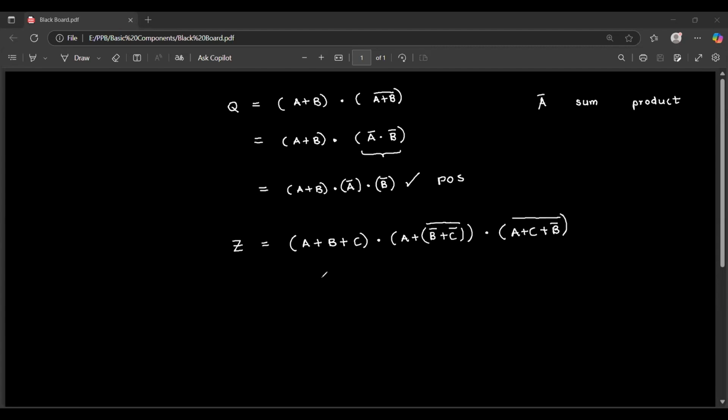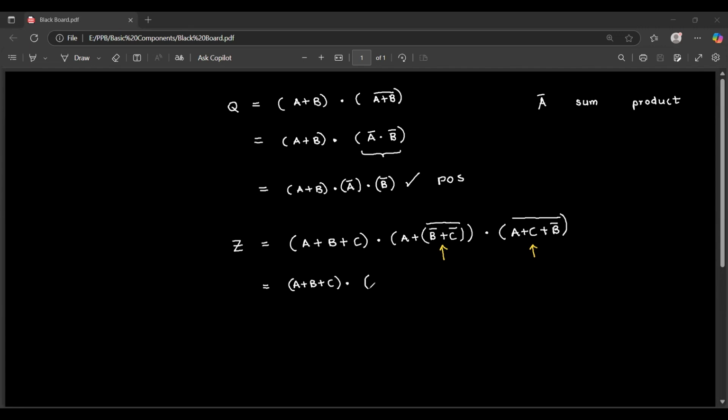What should we do here? Well, here you can clearly see there are 2 points where the product of sums form is not followed. Here we have an irregularity, and here also we have an irregularity. So we have to break them. So A + B + C is perfect. We don't have to change anything. It is a sum, so we can keep it.